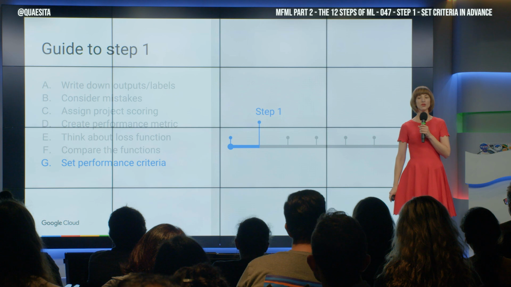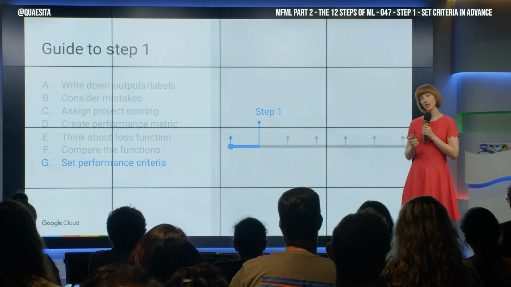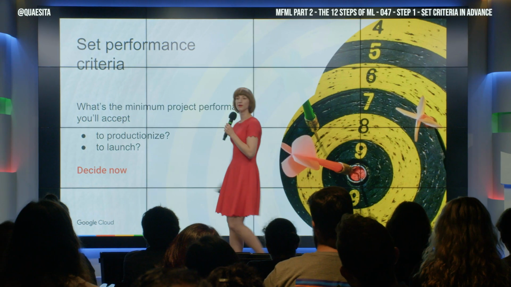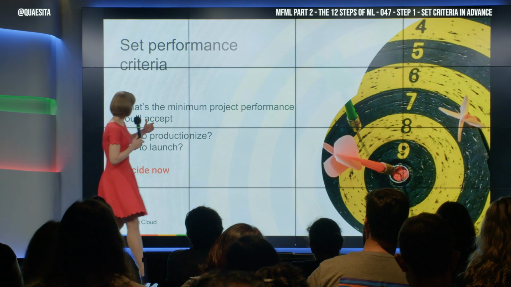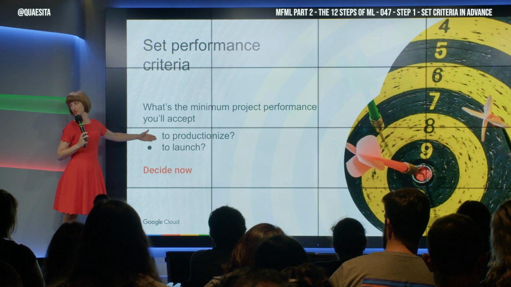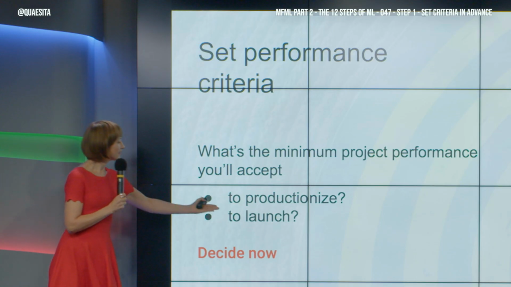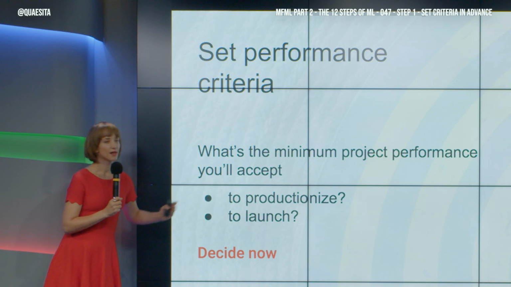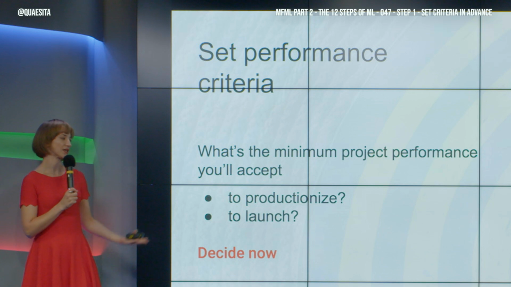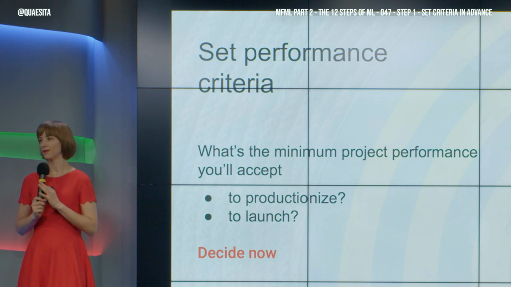And the final thing, most important thing, is set performance criteria and commit to them. Performance criteria for both of our decisions. What's the minimum we'll accept to take this from prototype to production? This might be an important decision if that's a lot of engineering effort. And then, what is the minimum performance that I require to release it in full on all my users or customers? And you need to decide these up front.